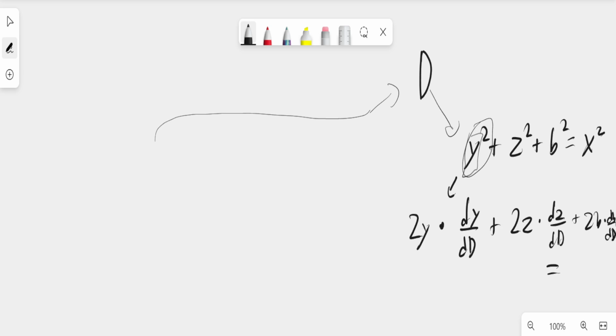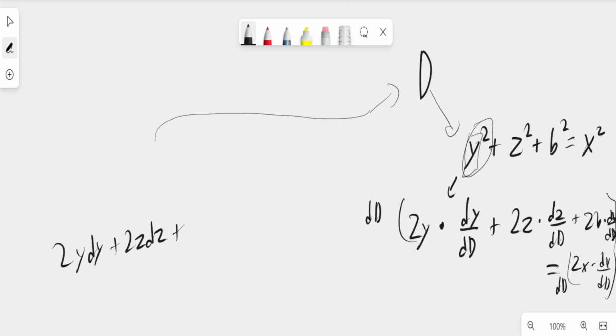And that's all equal to 2x times dx dd. And I just took the derivative with respect to some random variable. But all these terms are over dd. So what I can do is multiply both sides by dd. Cancel them out. So I get 2y dy plus 2z dz plus 2b db is equal to 2x dx.